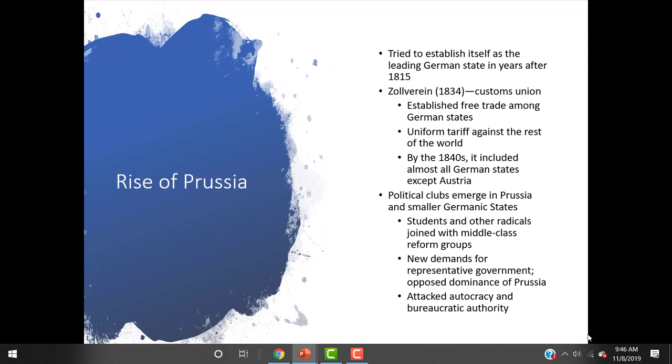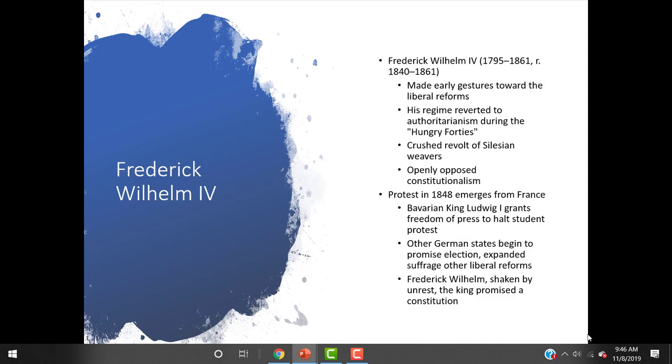New demands for representative government began to dominate Prussia. They were attacks on the autocracy and the bureaucratic authority. Again, we still don't like these authoritarian rulers. Frederick William IV made gestures toward liberal reforms in the early part of his reign, but his regime reverted to the authoritarianism that was present during the Hungry 40s, during all those bread riots and potato riots because of bad crops. He crushed the revolt of the Silesian weavers, and he openly opposed constitutionalism. He wasn't going to give up any of his powers.